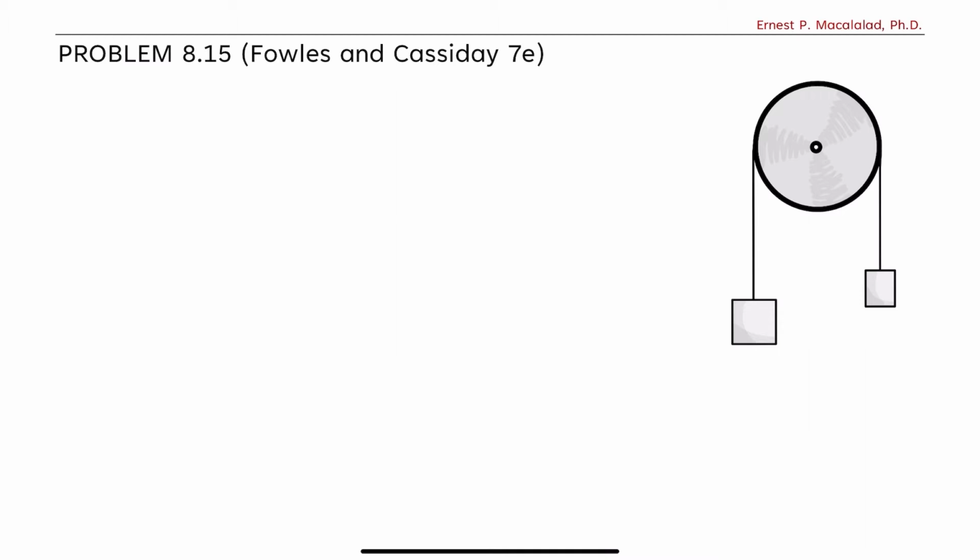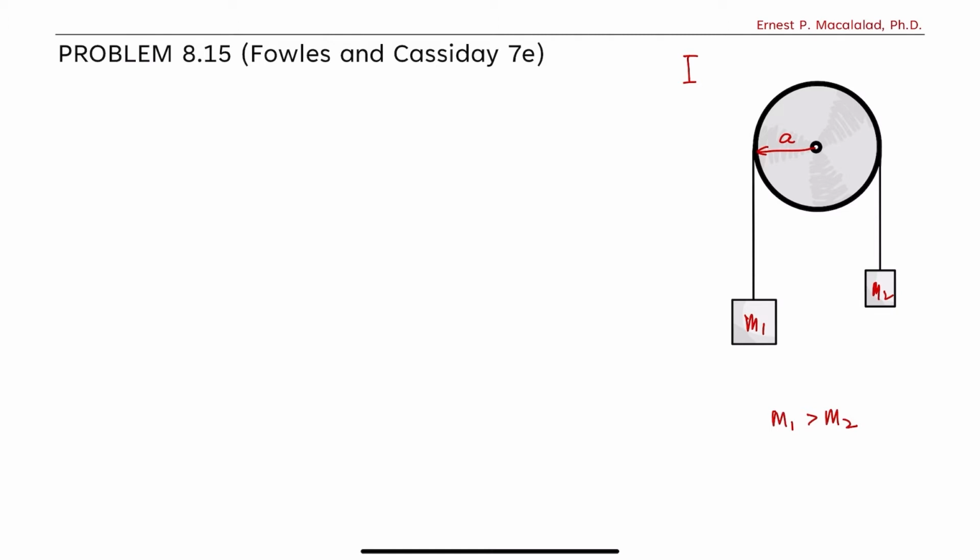Today we're going to solve problem 8.15 of Fowles and Cassiday, 7th edition. The problem reads: two weights of mass m1 and m2 are tied to the ends of a light inextensible cord. The cord passes over a pulley of radius a and moment of inertia I. Find the accelerations of the weights, assuming that m1 is greater than m2 and ignoring the friction in the axle of the pulley.